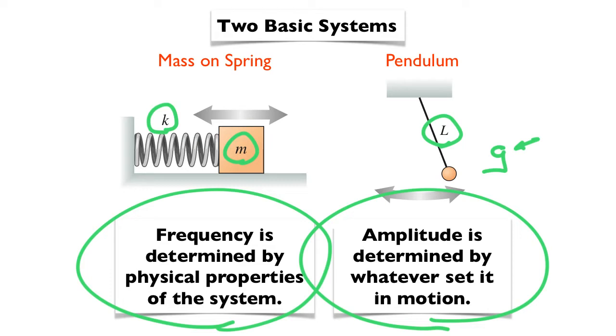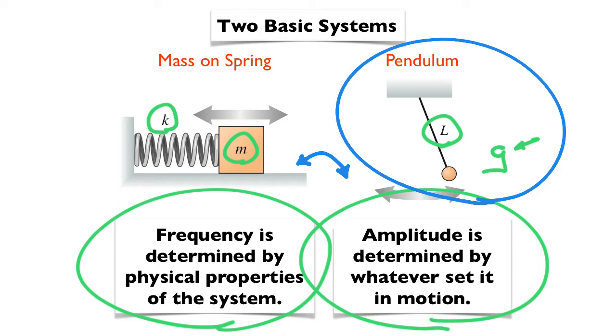Now, something to be aware of is that the frequency of an oscillatory system is independent of the amplitude. So these two quantities, the amplitude and the frequency, are independent of each other. And that's why pendulums are useful in clocks. It doesn't matter how far the pendulum swings back and forth. The time for it to swing back and forth is always the same, and it's just a function of its length.